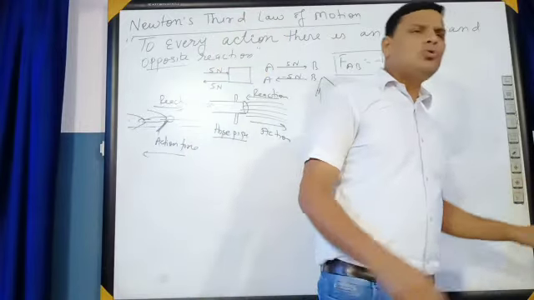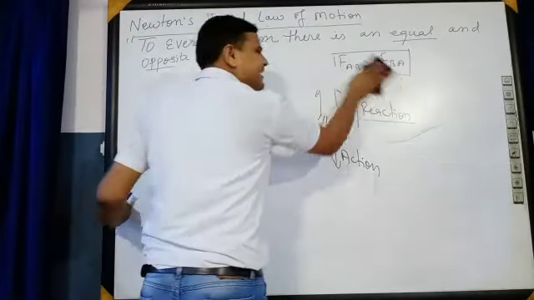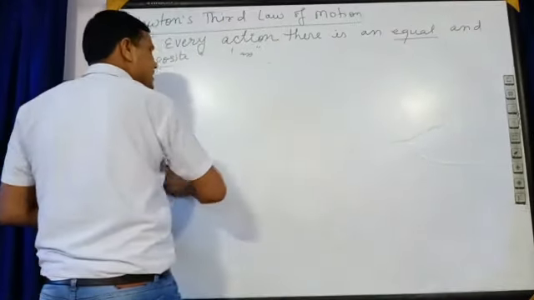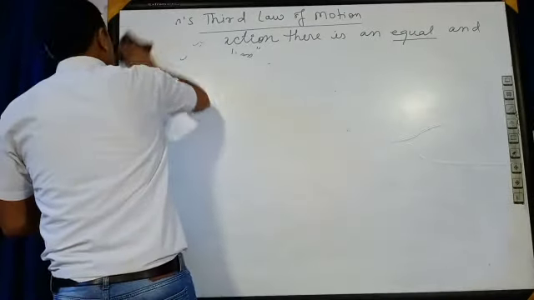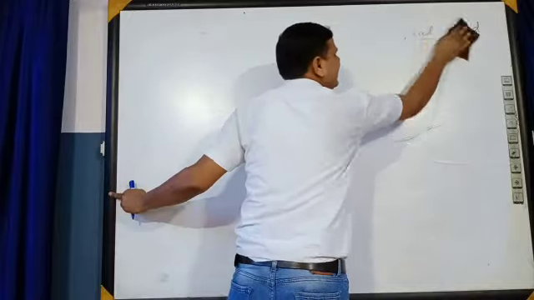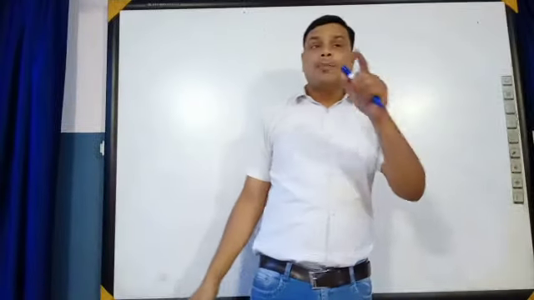Now one question comes up in day-to-day life: if action is equal to the reaction, then how can a horse pull a cart? The question is that if action is equal to the reaction, then explain how a horse is able to pull a cart.